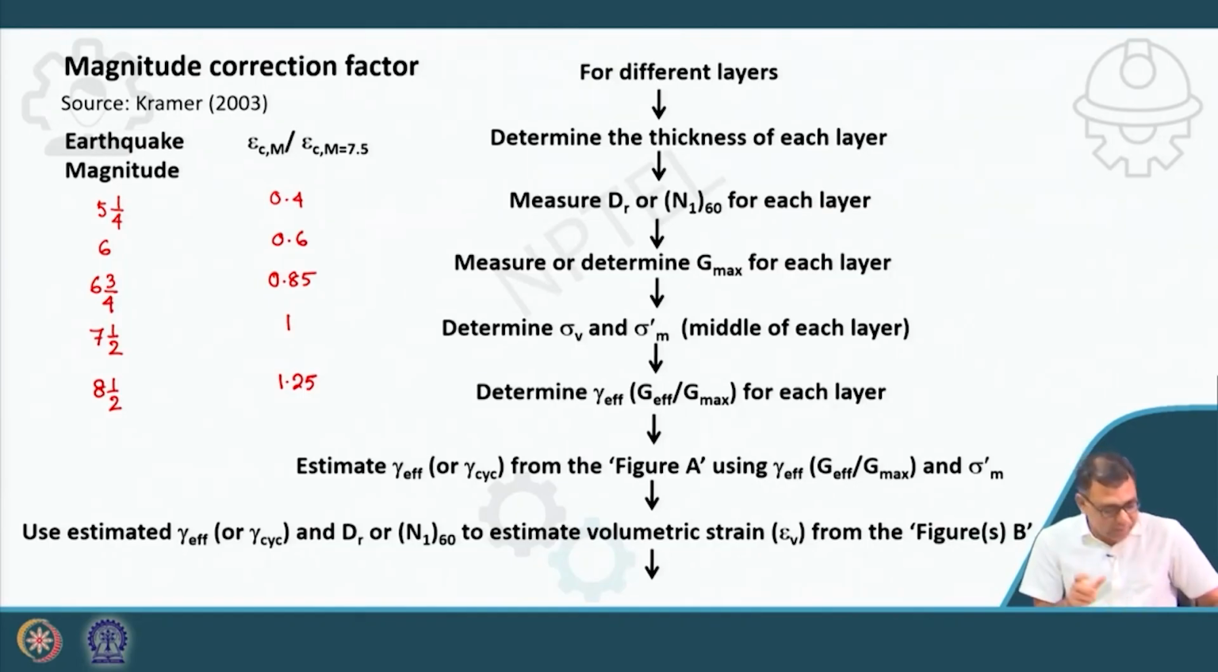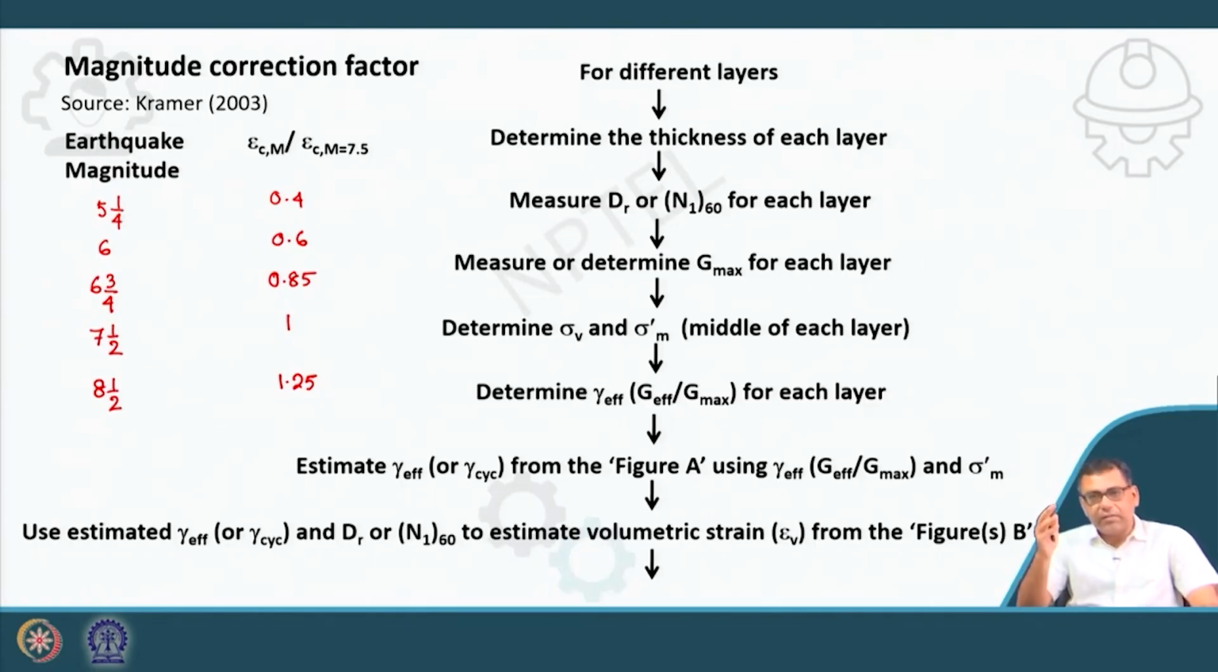The steps are that you have, say, different layers, or in a single sand layer, you can divide it into a number of sub layers, so that means you have different layers. Now, determine the thickness of each layer, or you decide the thickness of each layer. If you have a single sand layer, then you divide it into a number of sub layers based on their N value, and then you can decide the thickness of each layer.